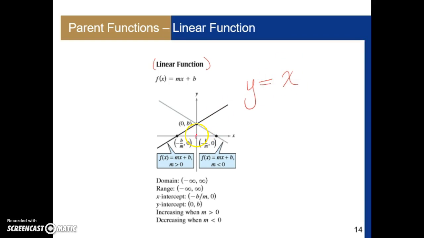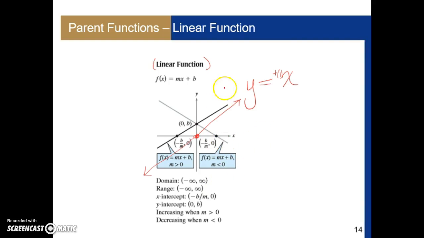It is the line that has a slope of 1, positive slope of 1, right? Because this is positive 1 times x. And it goes through the point of origin. That's the only point, the only x-intercept and the only y-intercept is that point of origin.